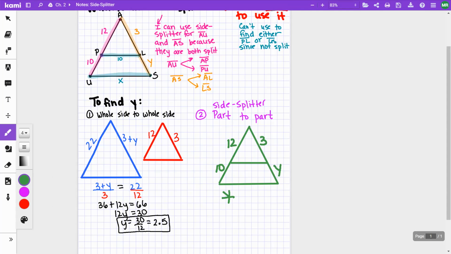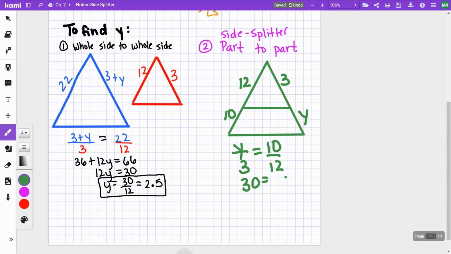And I can go y is to 3 as 10 is to 12, cross multiply. I'm going to get 30 is equal to 3y. I'm sorry, 12y. I get the same thing I just had on the other side. So I'm going to get 30 is equal to 12y. I divide by 12. I get 2.5 is equal to y. And you can see I got the same answer.